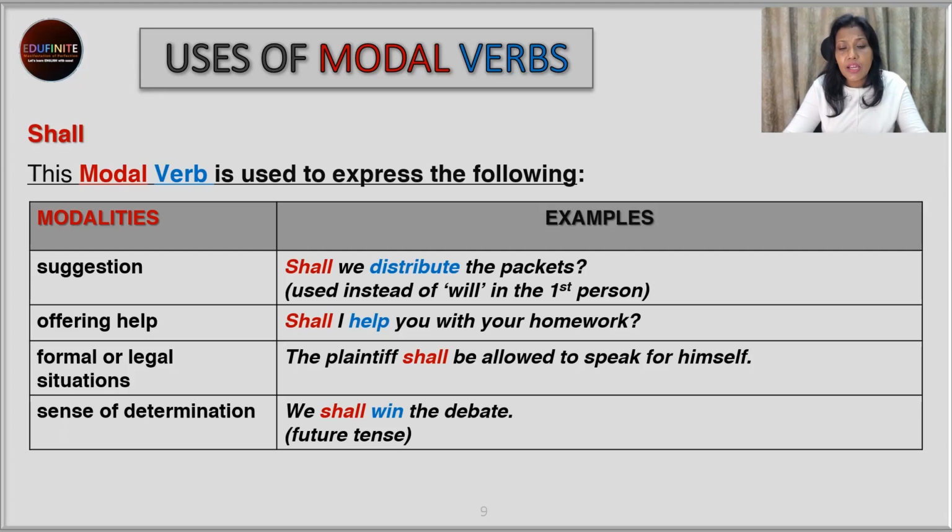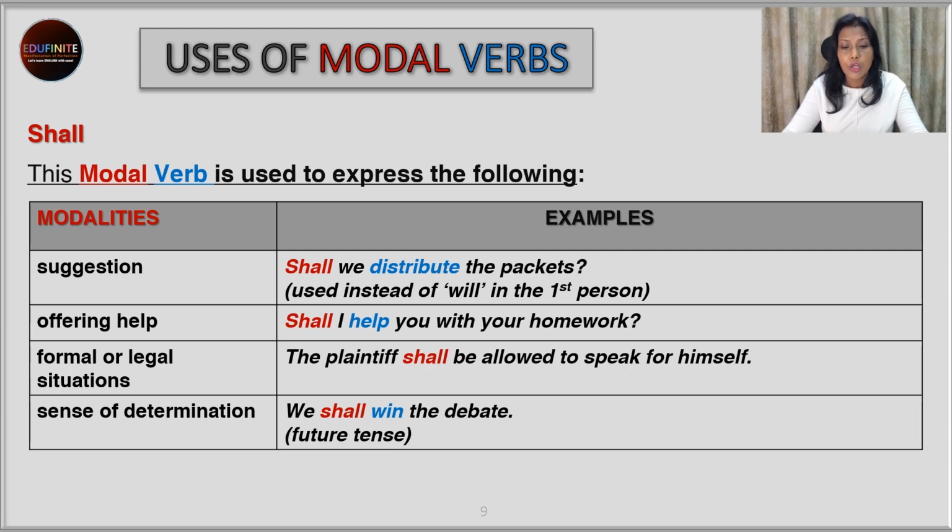Instead of using will in the first person. So here we will not say, will we distribute the packets to you. Why? Because we is first person. So in first person, usually we use the word shall instead of will. Offering help. Shall I help you with your homework?